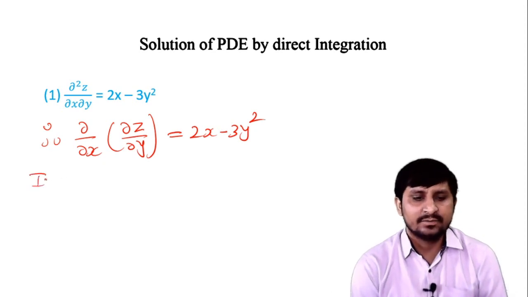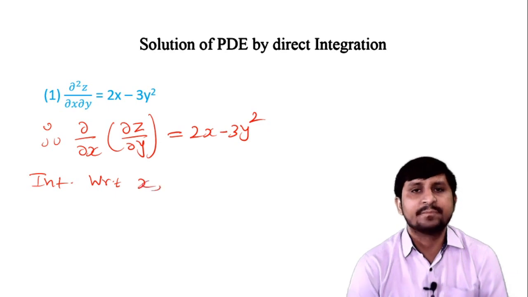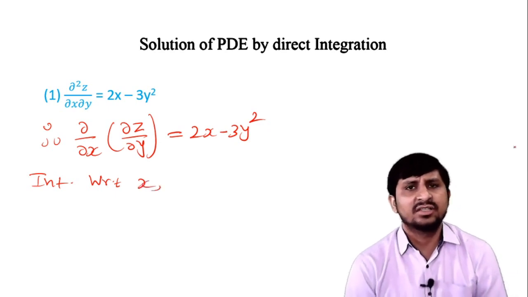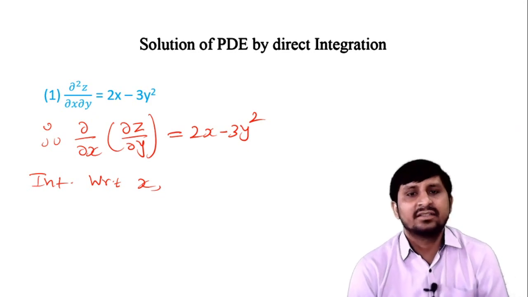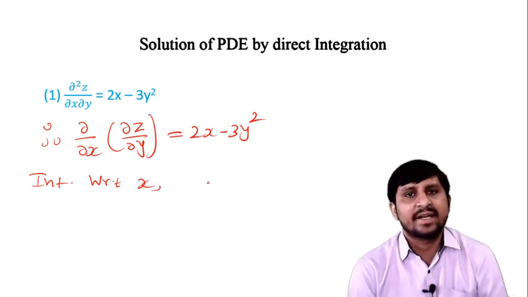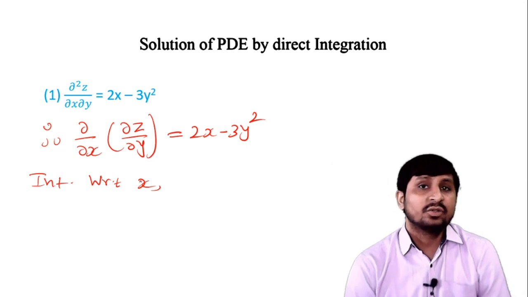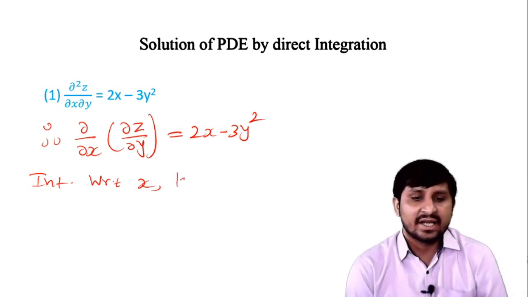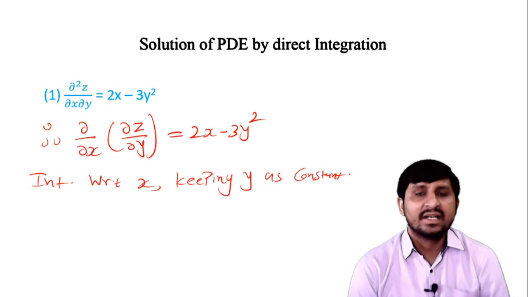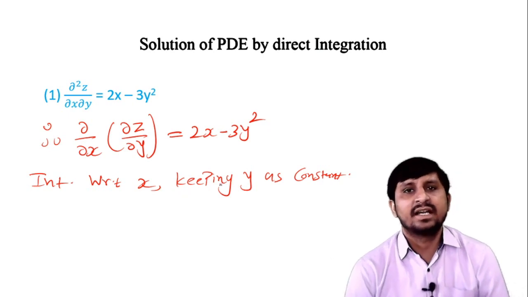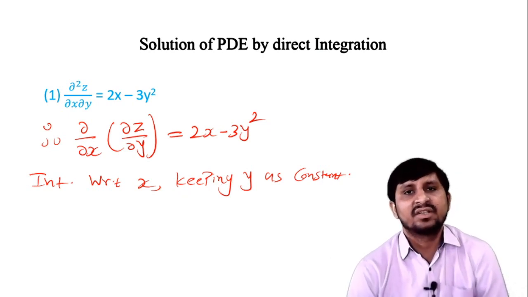Now integration with respect to x on both sides. So write down the full sentence, at least in the examination. I'm not writing the full sentence here. Integration with respect to x on both sides, keeping y as a constant. And that's why we can add some function of y.